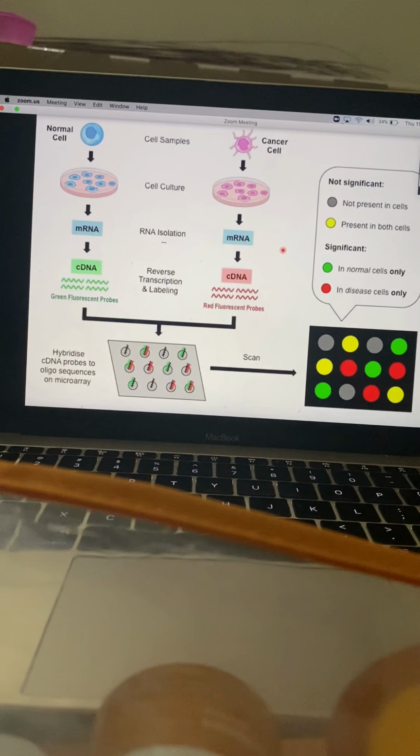So here is showing how to do this. For example, in mammalian cells, you have a normal cell, cancer cell. You take the mRNA, you convert it into cDNA, again using reverse transcriptase and labeling with a green dye, and then here from cancer cells. And then you mix this and you add it to this, again, in this case, it's like a microscope slide.